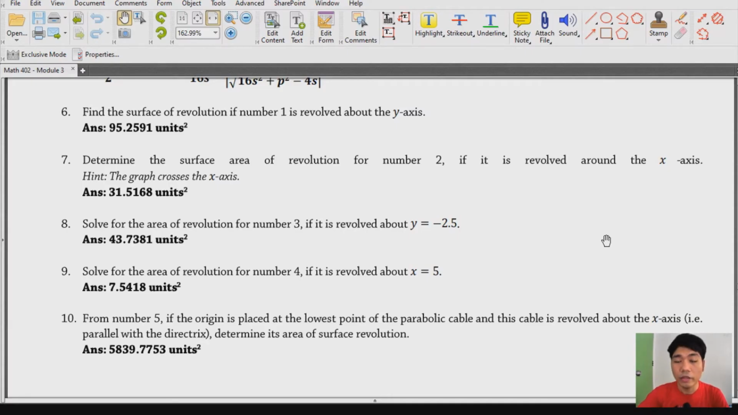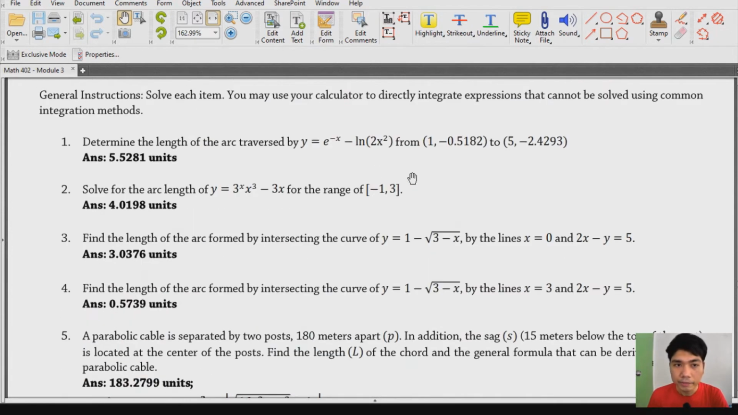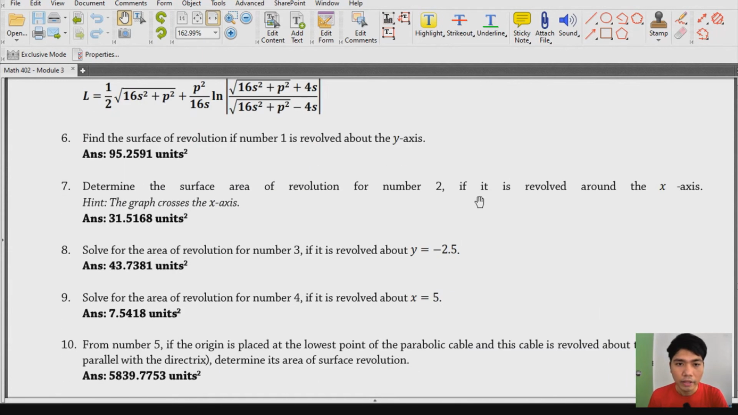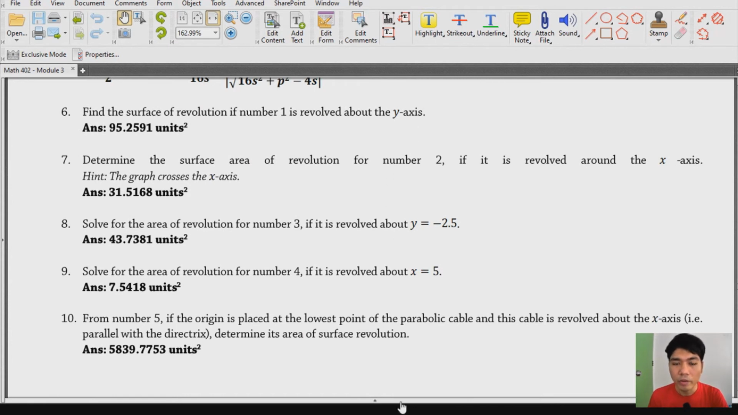Okay, so now that we've already discussed yung ating mga arc length, let's try solving naman yung surface with the numbers 6 to 10. Okay, so the first one, for number 6, we have: find the surface of revolution if number 1 is revolved about the y-axis. So this is your number 1, and the equation is y is equal to e raised to negative x minus ln of 2x squared from these 2 points. And let's revolve that about the y-axis.